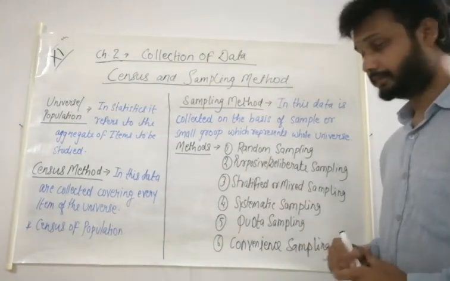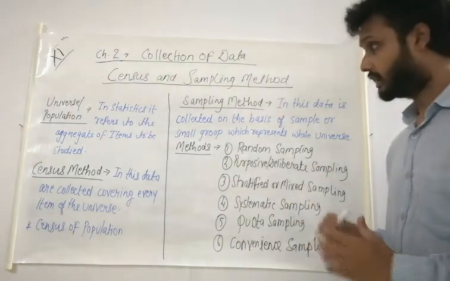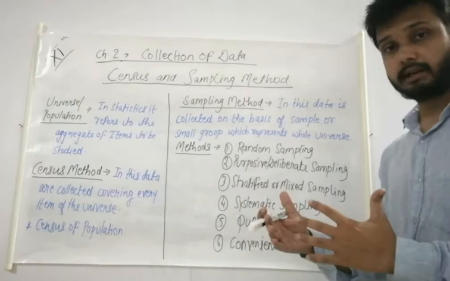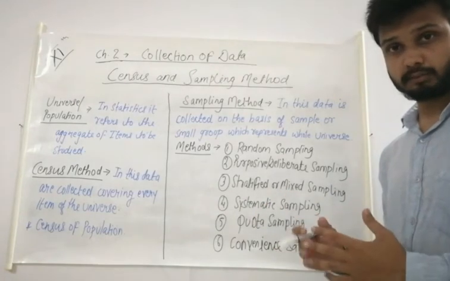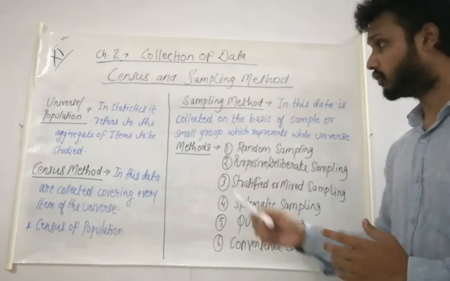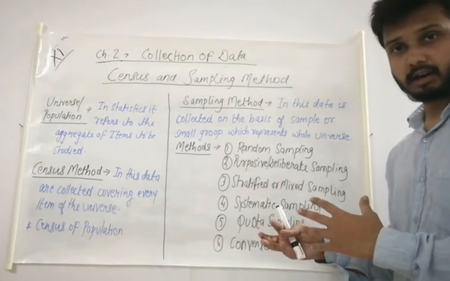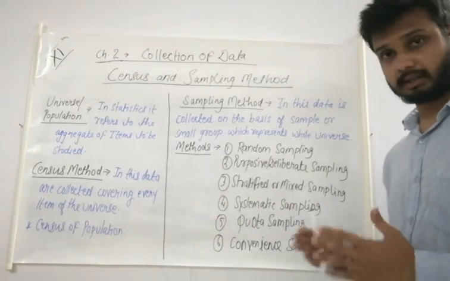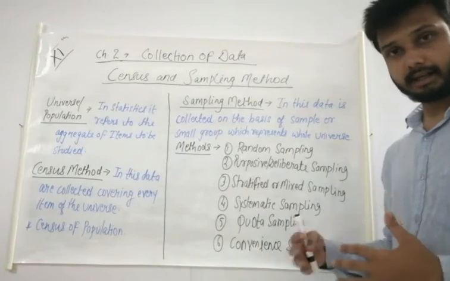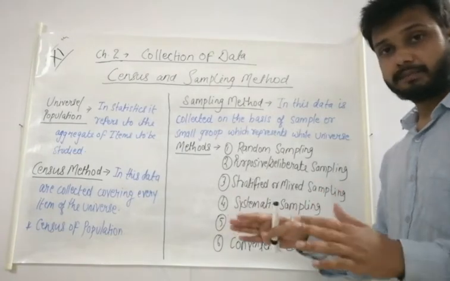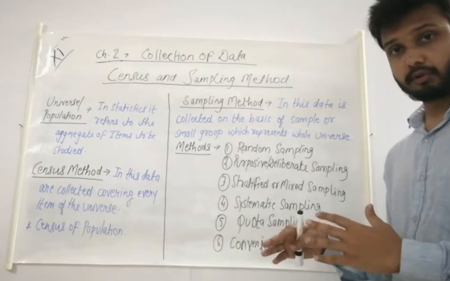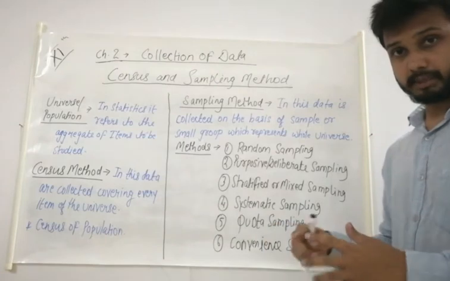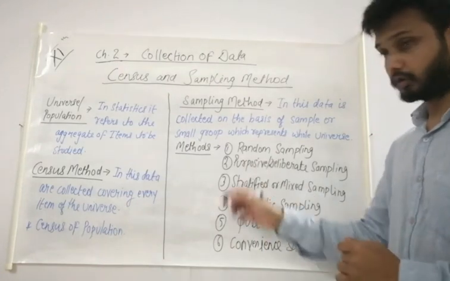One by one we will see. The first one is random sampling. It means that if there are, let's say, 2000 people from whom we want to collect data, but we are following a sampling method, we will take out a sample of, let's say, 200 people from them. We will collect information from those 200 people, and then prepare the report for the whole 2000 people. To take out those 200 people, we follow different methods.